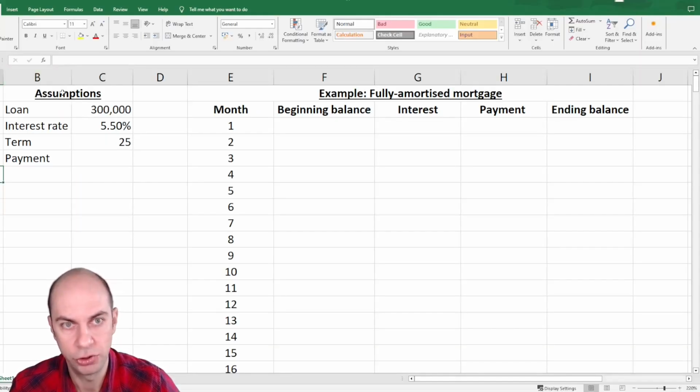So I've got the assumptions here. The loan amount is $300,000. Interest rate is 5.5.